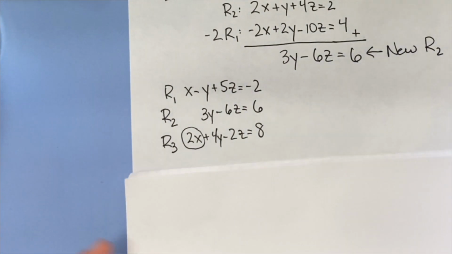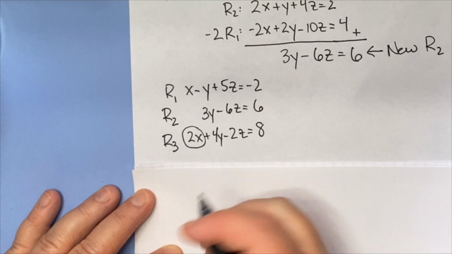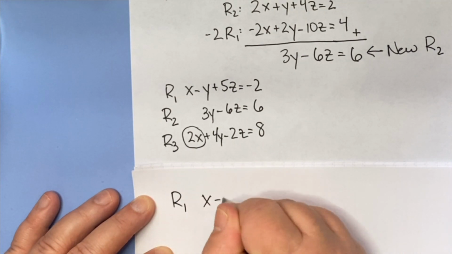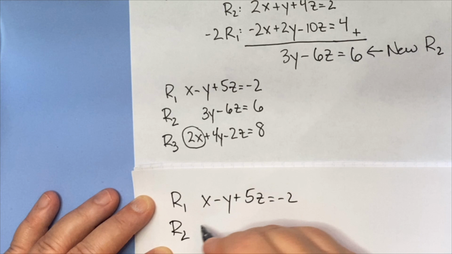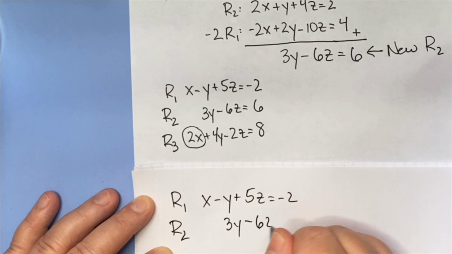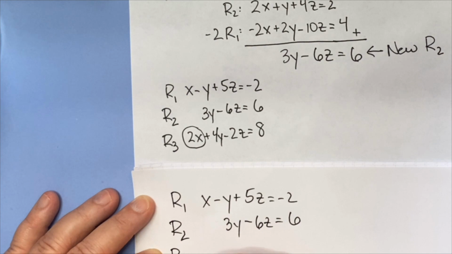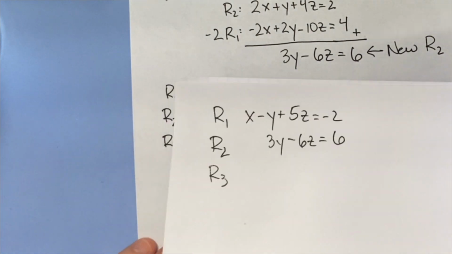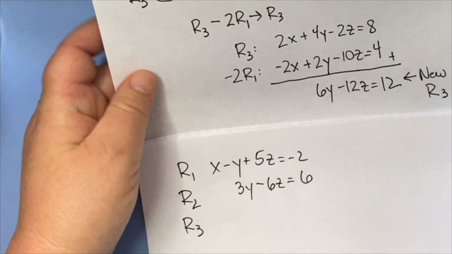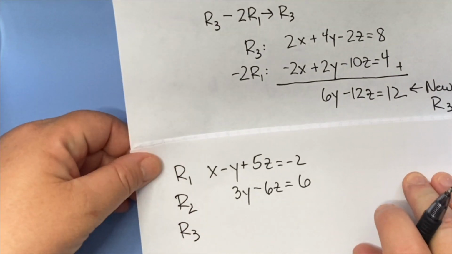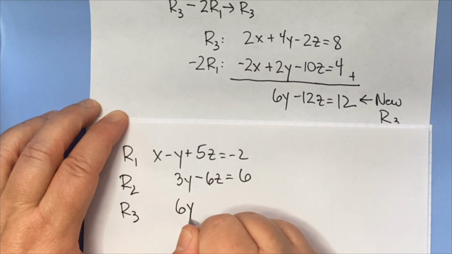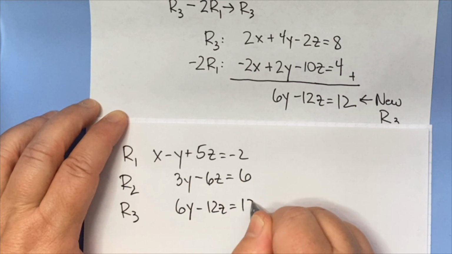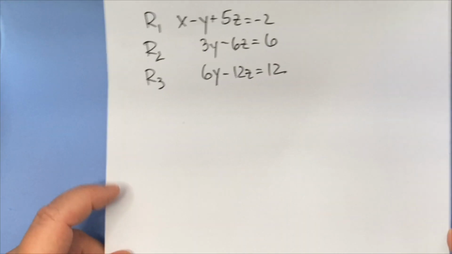So my new system is the same as the old system. Row 1, x minus y plus 5z equals -2. Row 2, no x, 3y minus 6z equals 6. And row 3, and then I'm going to get my new row 3 from what I just did. So my new row 3 is going to be no x, 6y minus 12z equals 12. Okay, so now I've got my new system. Yay! Which is equivalent to the old system.